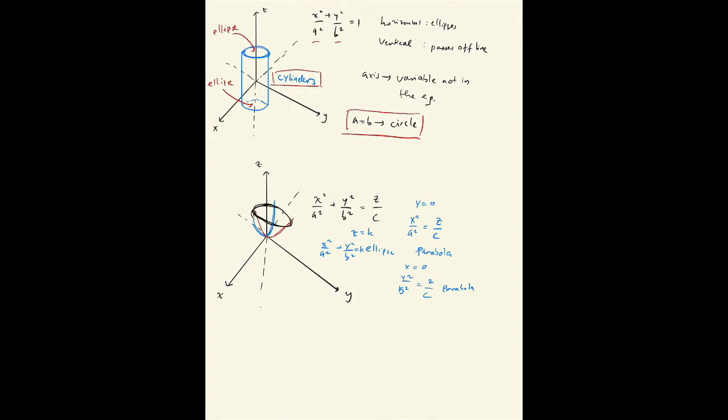So when you plot it, sometimes you need to trace all the information. That's one way. You can make a variable zero or make it some constant number, imagine 1, 2, 3. So it will be like this. Because it has ellipse and parabola, it will be called elliptic paraboloid.